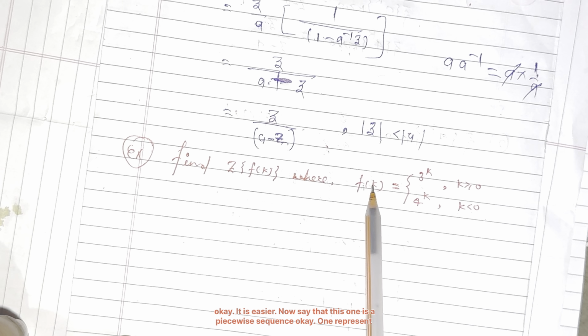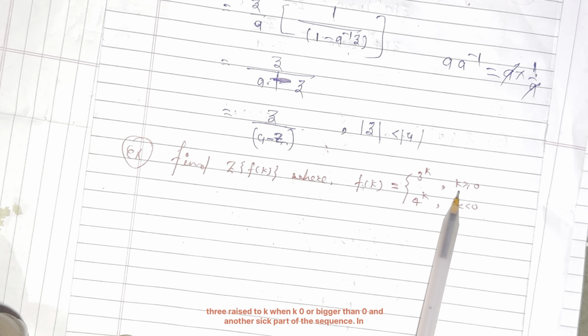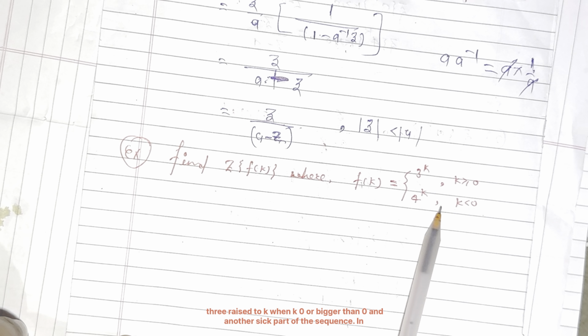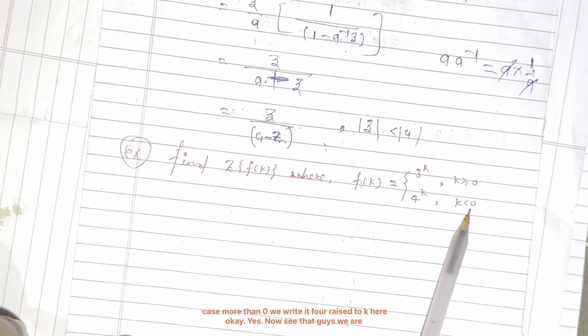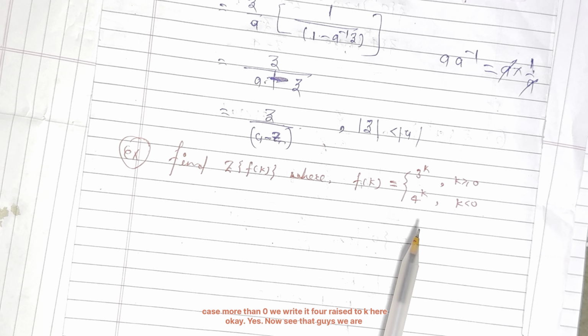Now see that this one is a piecewise sequence. One part represents 3 raised to k when k is 0 or bigger than 0, and another part of the sequence, when k is smaller than 0, we write 4 raised to k here. Now see that guys, we are not going to apply all the hectic process given in the definition of a Z transform, as we have directly the standard form for a Z transform. I'm going to apply that one directly over here. Now let me write the standard form of our Z transform.